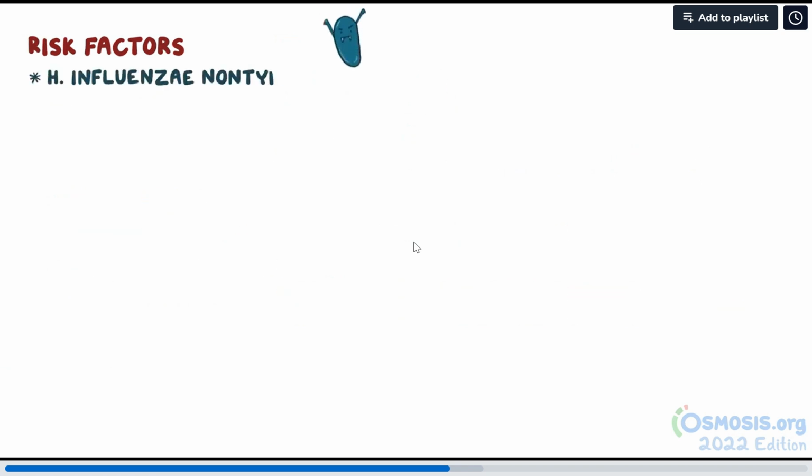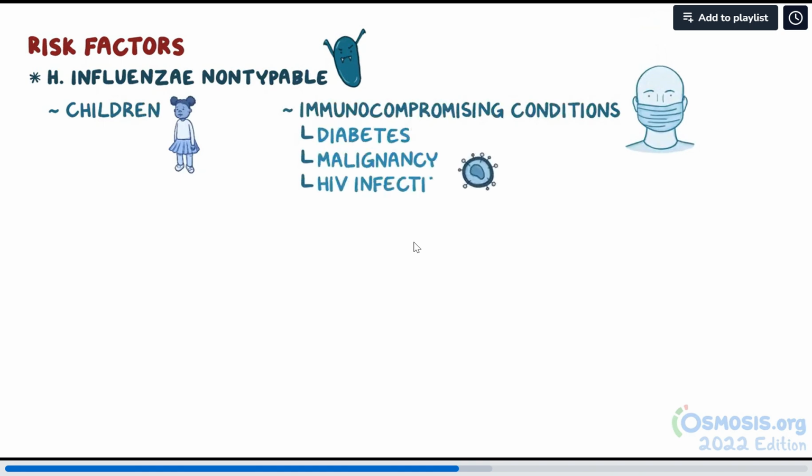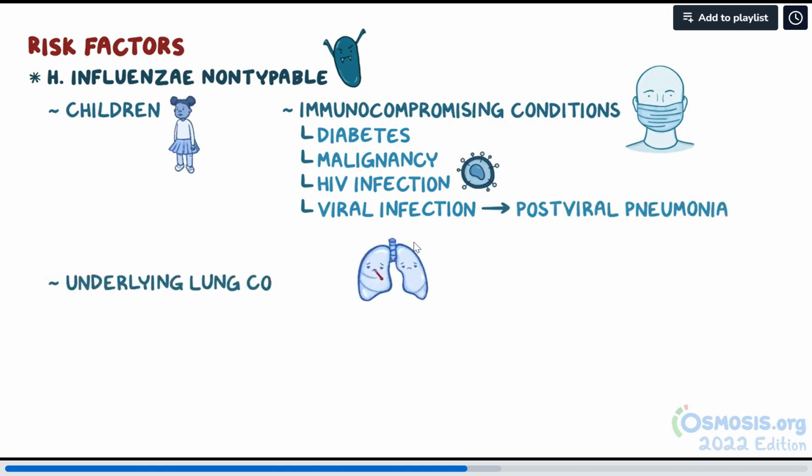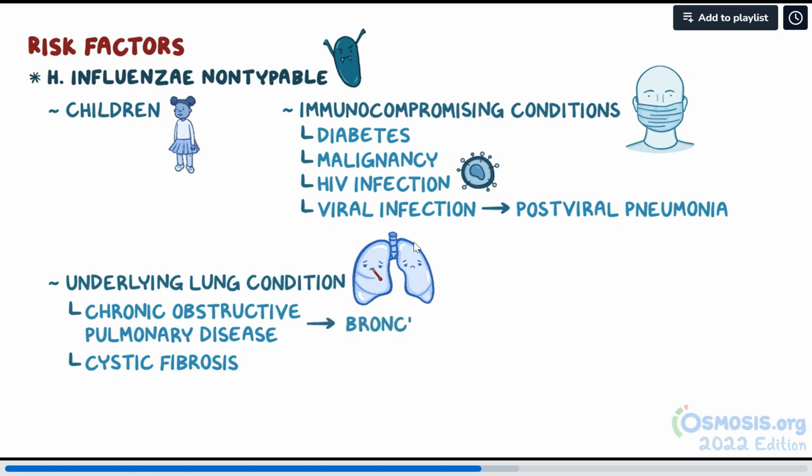H. influenzae non-typable mostly causes disease in children and people with an immunocompromising condition, like diabetes, malignancy, or an HIV infection. After a viral infection, it can cause post-viral pneumonia. Other risk factors include an underlying lung condition, such as chronic obstructive pulmonary disease or cystic fibrosis. In people with chronic obstructive pulmonary disease, Haemophilus influenzae non-typable causes a type of pneumonia called bronchopneumonia.